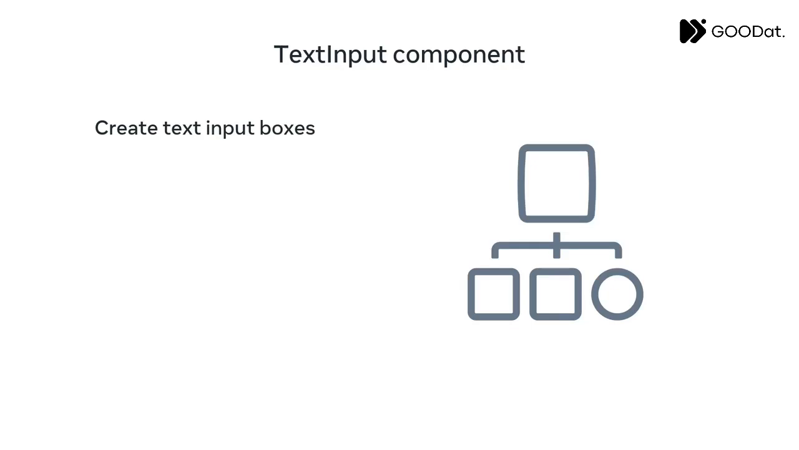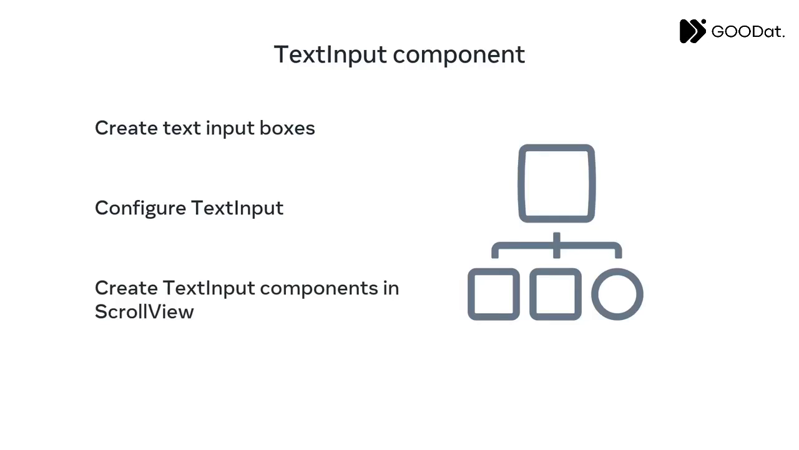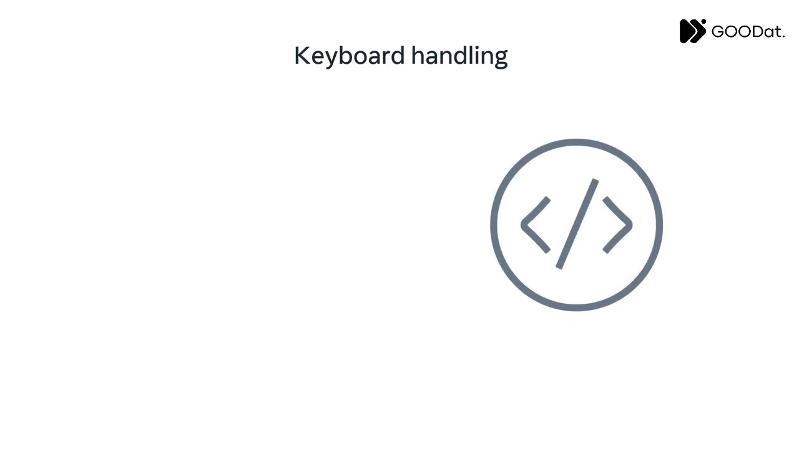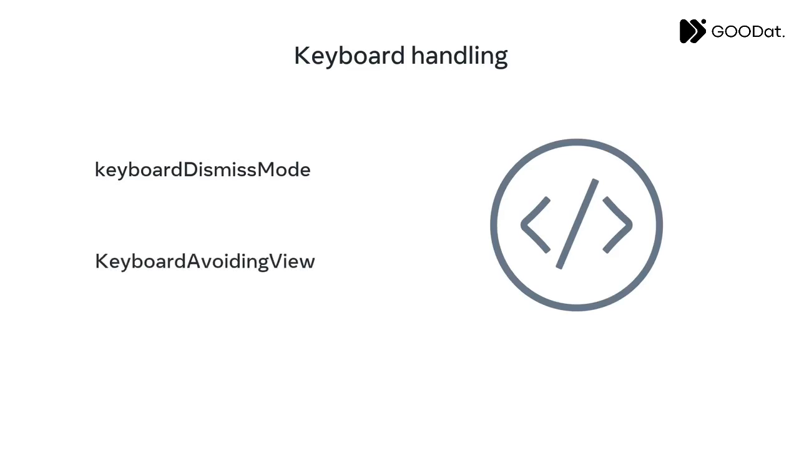that accept input from a device's virtual keyboard, configure a TextInput component to capture user input and store it as local state, and create a page containing several TextInput components within a ScrollView component. You also came to understand the importance of handling the virtual keyboard and learned how to set keyboard dismissal behavior with the keyboardDismissMode property and use the KeyboardAvoidingView component to prevent the keyboard from obscuring the user's view of other elements on screen.